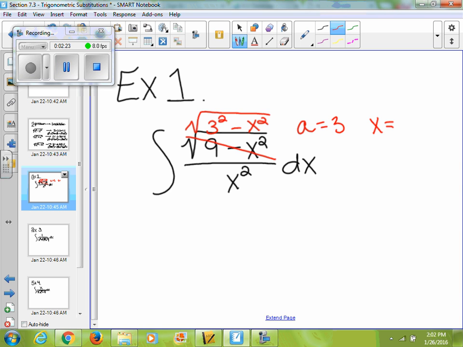And since I'm dealing now with a squared minus x squared, what am I going to substitute in for x? A sine of x. So if my a is 3, then my x is going to be 3 sine of x. And my new dx is going to be 3 cosine of x.